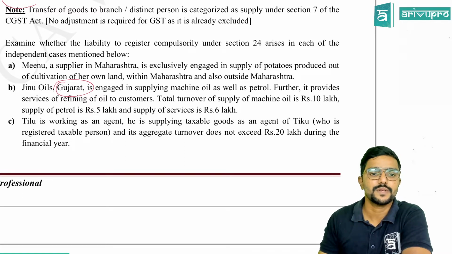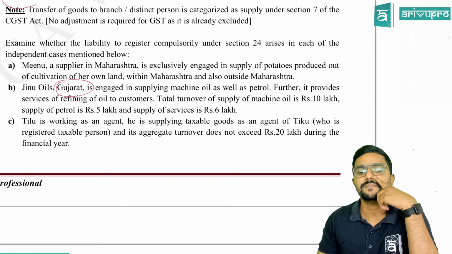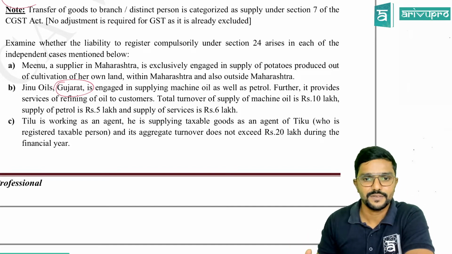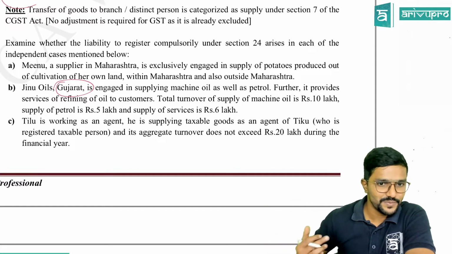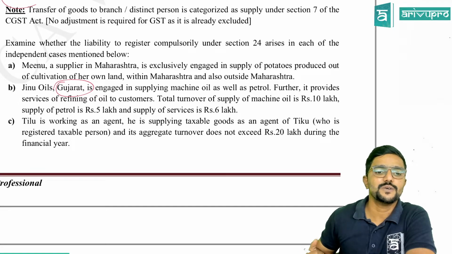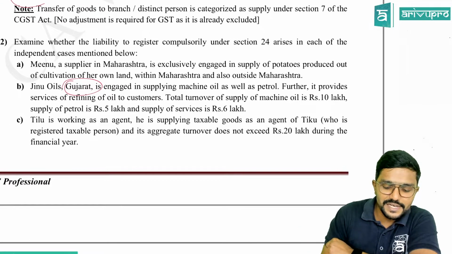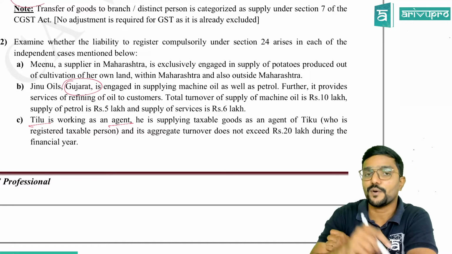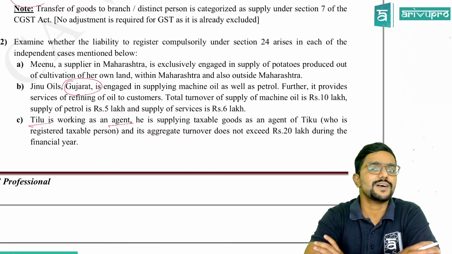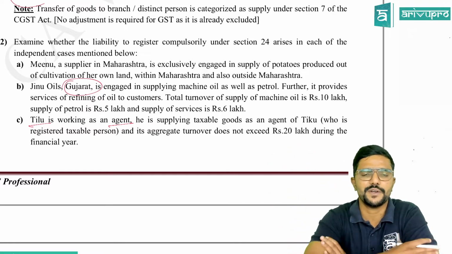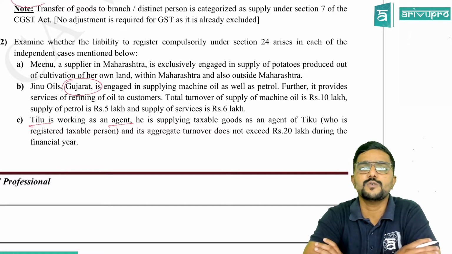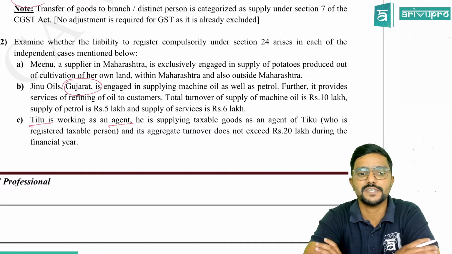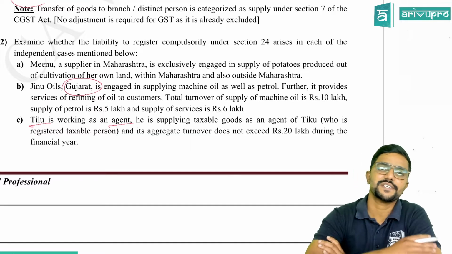Next, coming to C point. Tillu is working as an agent, supplying taxable goods as an agent of Tiku, who is a registered taxable person. So Tiku here is the principal. Okay. And its aggregate turnover does not exceed 20 lakh during the financial year. As per section 24, one of the points is, if you are supplying any goods on behalf of others, whether as an agent or otherwise, whatever name you give it, you are supposed to get registered. So irrespective of your turnover, if you are supplying any goods on behalf of others as an agent, you should get registered. So as per that provision, Tillu has to get registered, as he is covered under section 24.